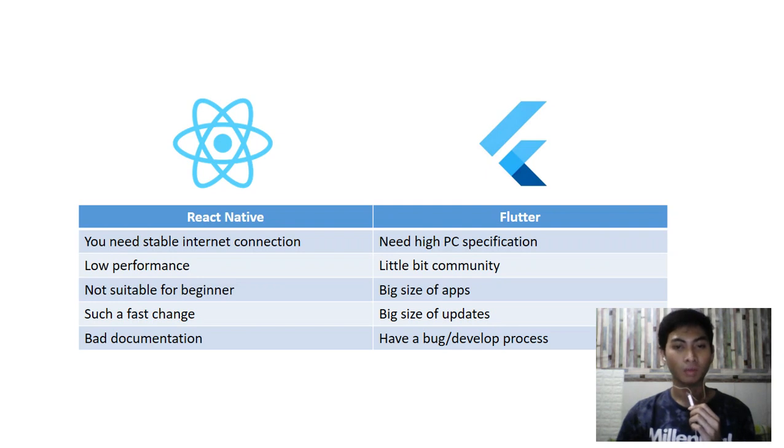Second, a little bit of community. Yes, of course, because Flutter is a new player in the mobile application frameworks. This is why Flutter still has a little bit of community. Third, big size of apps. Yes, this is a crucial minus point. Flutter makes your apps very smooth, 60 FPS, and the memory management on your phone is very good. This is why Flutter has a big app size.